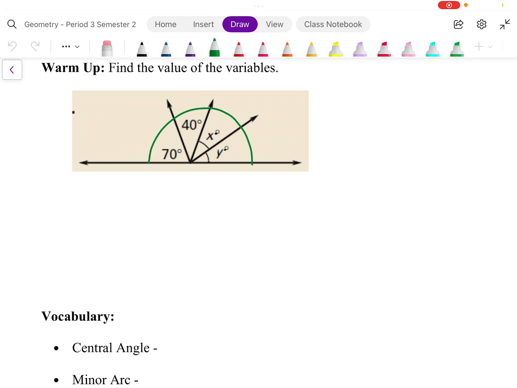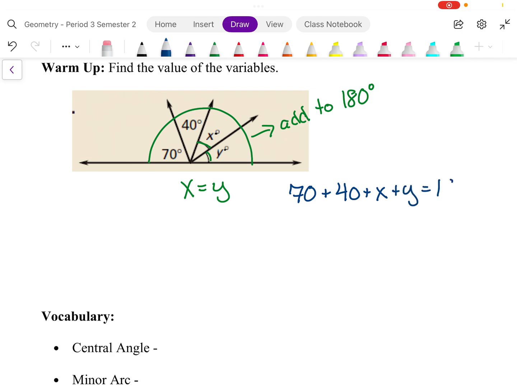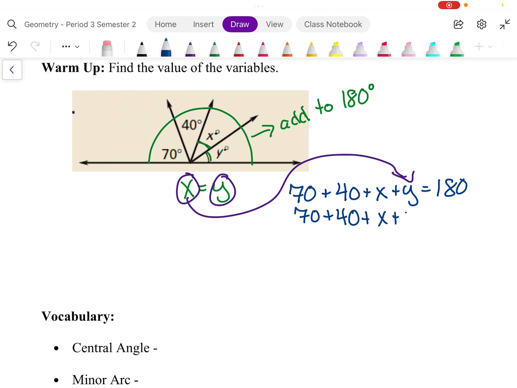Remember, when we have angles that form a straight line angle, they have to add up to 180 degrees. And knowing that, and we know that x and y are marked congruent, so x is equal to y, we can write an equation where we add all of the angles together and put it equal to 180. And because we know x and y are the same thing, we can replace the y with an x. So we would have 70 plus 40 plus x plus x, and that is equal to 180.